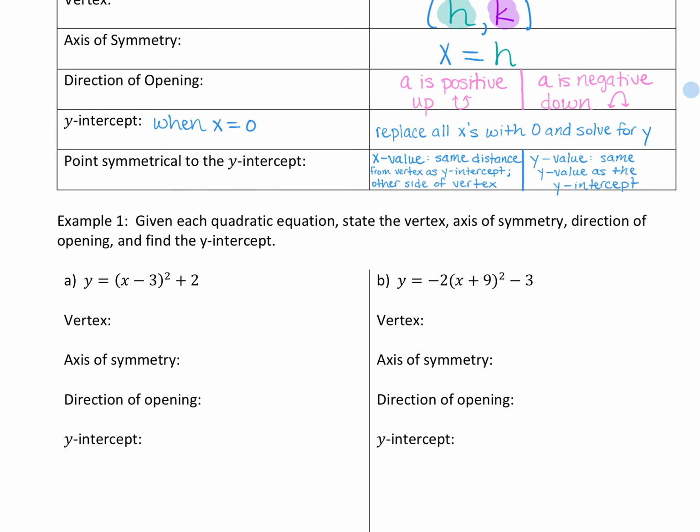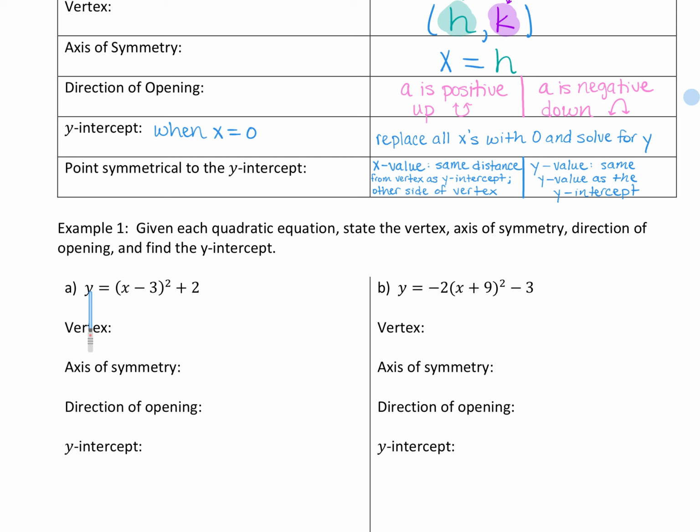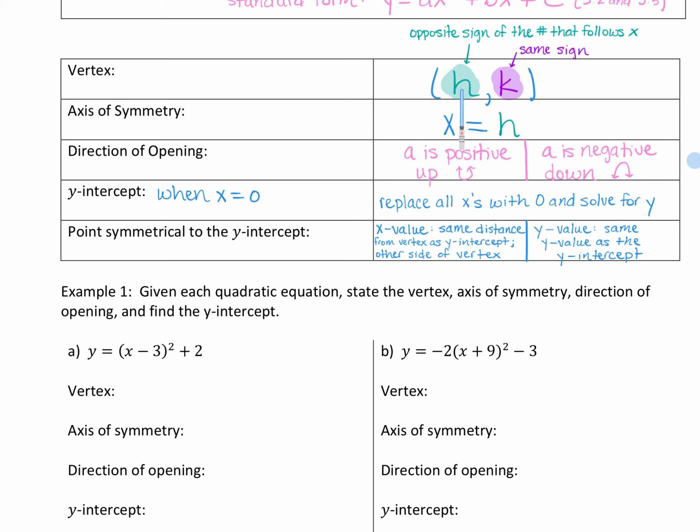So with our first example, the equation is y equals x minus 3 squared plus 2. So remember, our vertex is the h, k. The h is here, and we do the opposite sign. So because this says -3, we do the opposite of negative and make it a +3. So this is a +3. And then the k is this 2. And it's a +2, and we don't need to change anything with that, and so we keep it as 2.